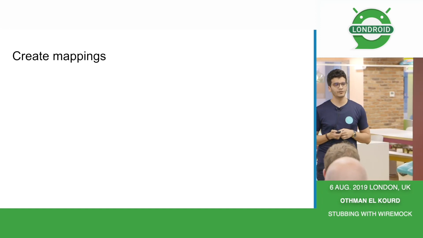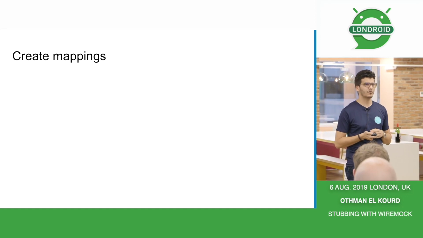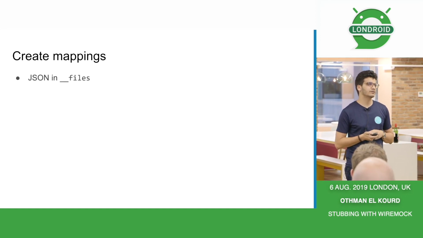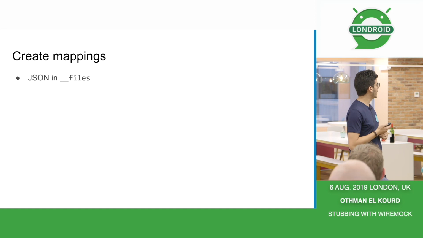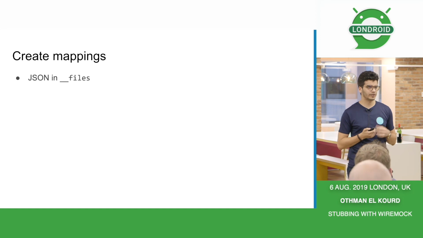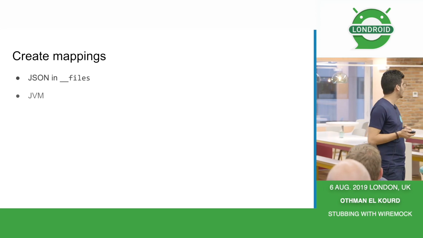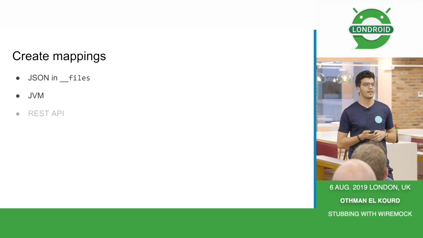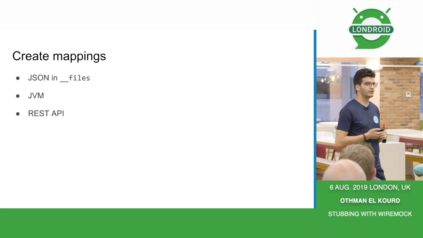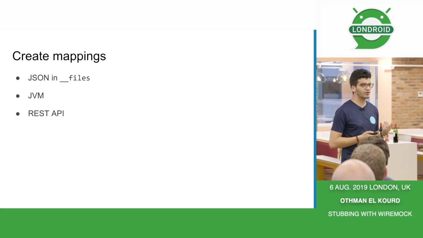So now if we want to create other mappings, WireMock provides us three options to create mappings. The first one is to use JSONs. As I said before, once you run WireMock in record mode, you will already have some JSON files, so you can change them, you can duplicate them to fit your own scenarios. The second option is to use Java or Kotlin code to create more mappings. And the third option is to use the WireMock REST API to create more mappings. And this is what we will see soon in the demo.